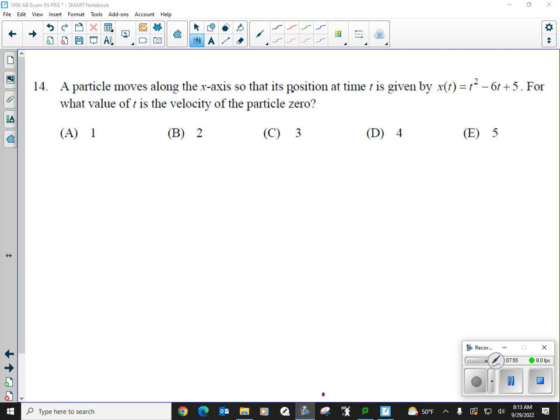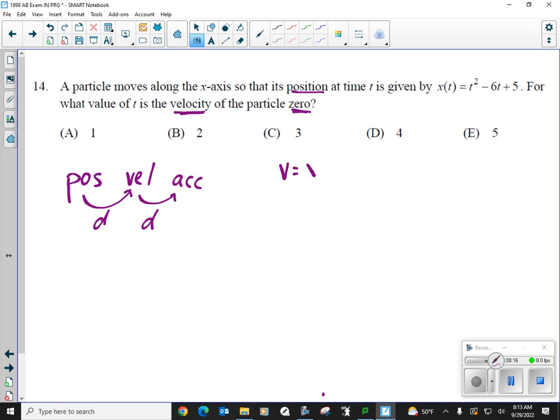If you have position, velocity is the derivative. So where is the derivative 0? You have position, you have velocity, you have acceleration, each one derivative away. So I'm going to take the derivative of position to get velocity. Velocity equals the derivative of position. Derivative of that is 2t. The derivative of the next term is minus 6. The derivative of any constant is 0. That goes bye-bye. So this is velocity.